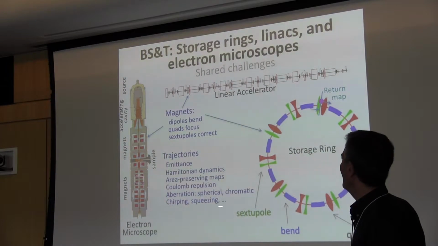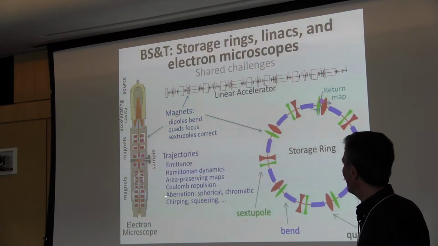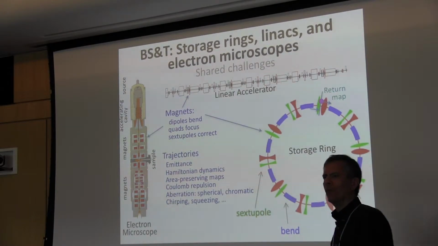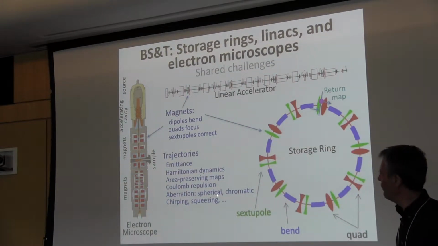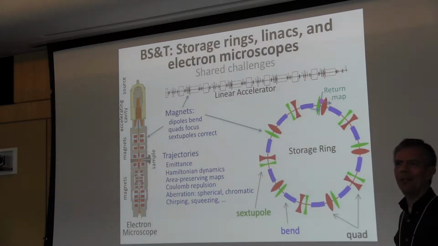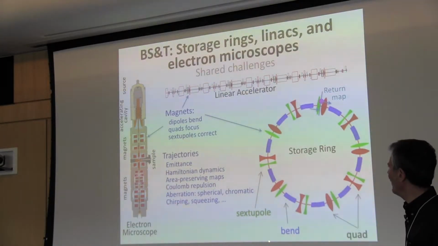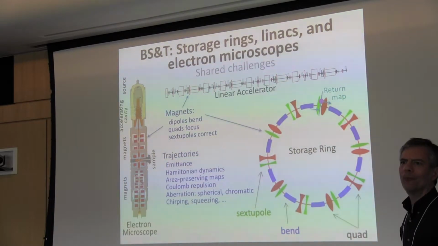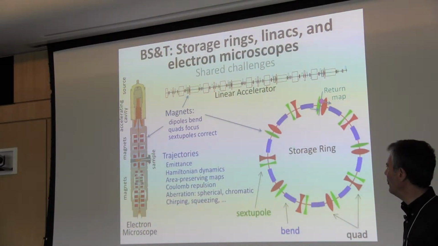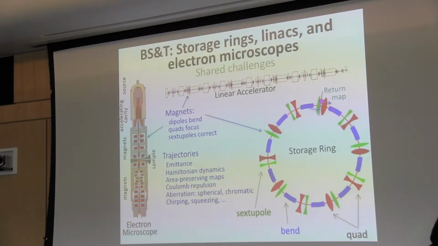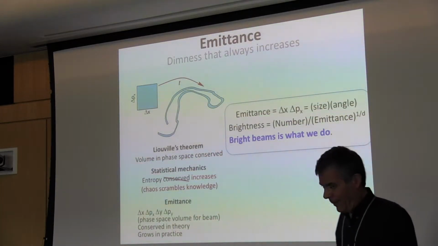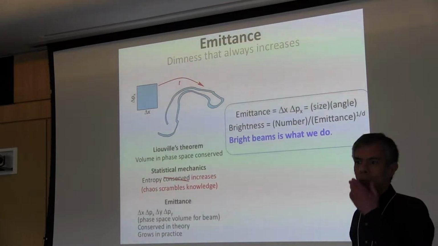There are effects of Coulomb repulsion in all of these systems. There are aberrations, all these words you remember from optics, spherical aberration, chromatic aberration, the fact that prisms break up things depending on their wavelength, turns into a problem for lenses and accelerators too, and then chirping and squeezing and many other things that I won't talk about. Emittance.